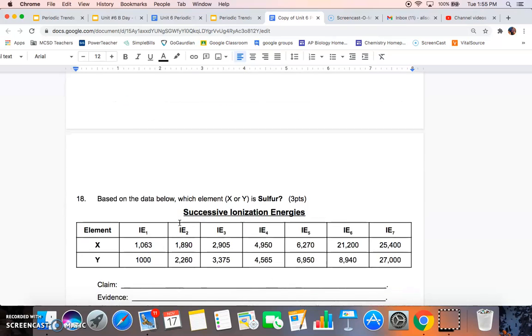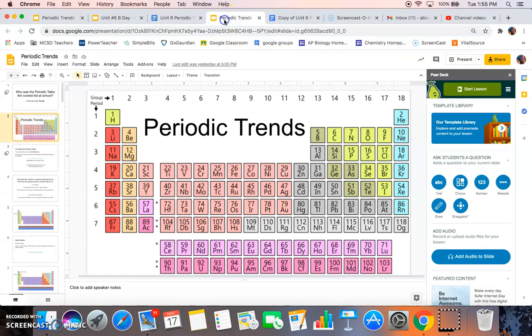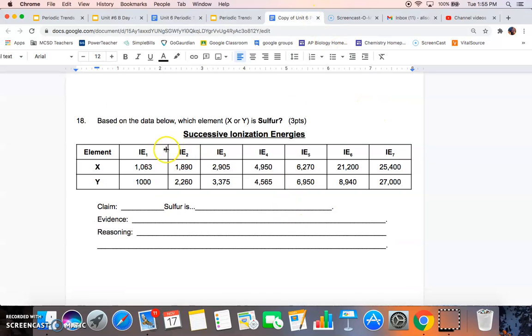There we go. So we'll do one more example, and it's one we did not do together. But it says, based on the data below, same type of question, which element, X or Y, is sulfur? First thing we're going to do, I'm just going to put sulfur is, because we want to know which one it is. I have to find out how many valence electrons sulfur has. So I'm going to jump to my periodic table and find sulfur, which is number 16, and it's in group number 16, which means it has 6 valence electrons. So that tells me I'm looking for a big jump in energy after the 6th electron is removed, i.e. 6.